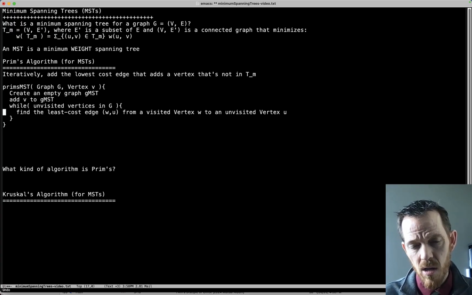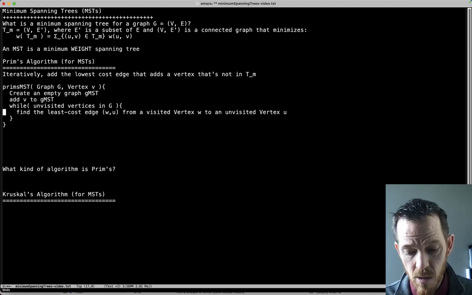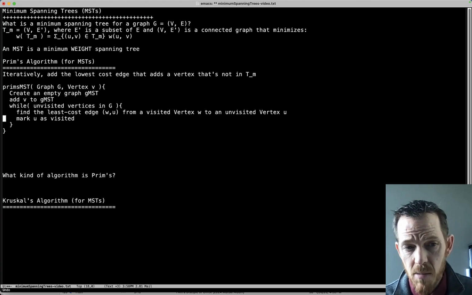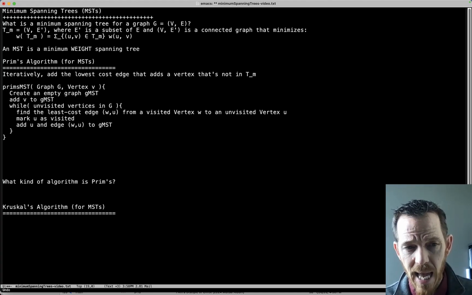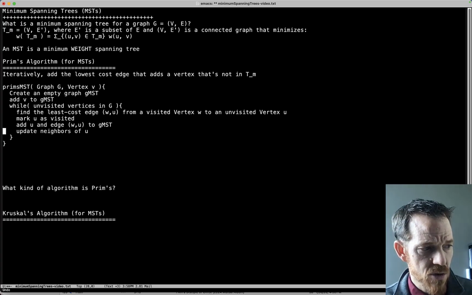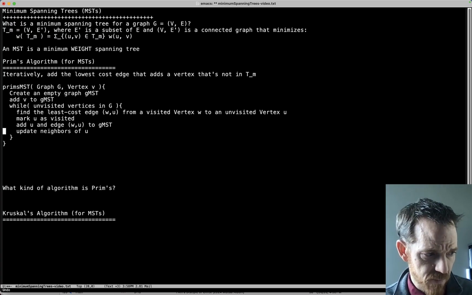So of all of the edges branching out from our tree, our minimum spanning tree, to the rest of the vertices, we're going to pick the smallest weight. And then we're going to mark that one as visited. We're going to add that edge to our GMST. And then we're going to update all the neighbors of U in terms of their edge costs, and include that in our searching when we're looking for the least cost edge.